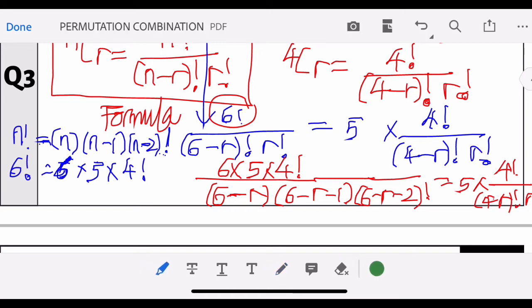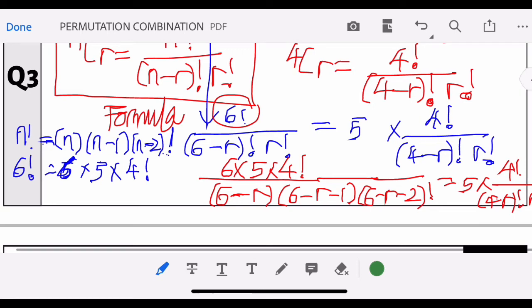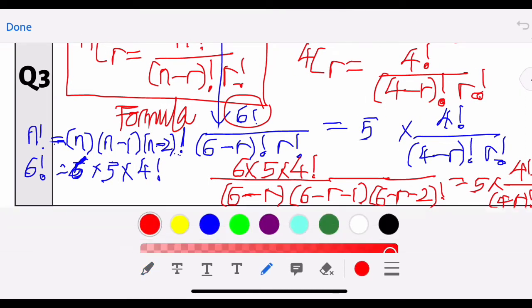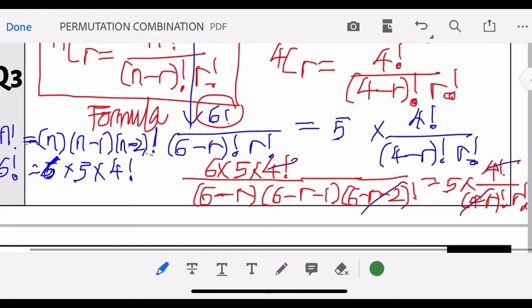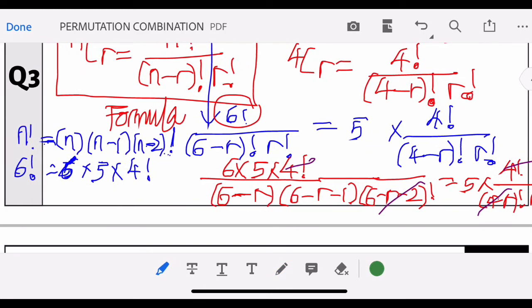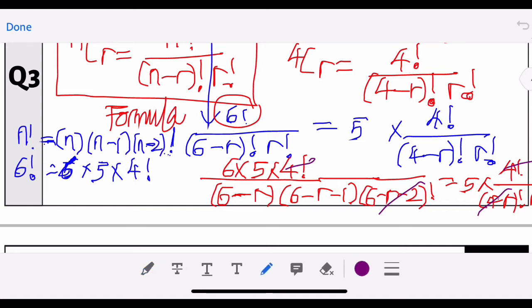Alright, now I'm going to cancel out the parts that are the same on left and right. So let's see which ones can be cancelled out. We can cancel out 4 factorial. We can cancel out 6 minus r minus 2 factorial, because 6 minus 2 is 4, giving 4 minus r factorial, right? So now we have the balance. Actually the 5 also can be cancelled out, right?